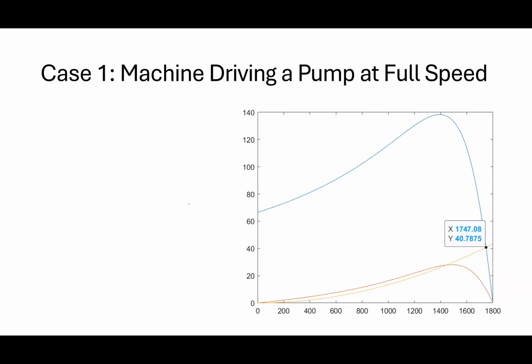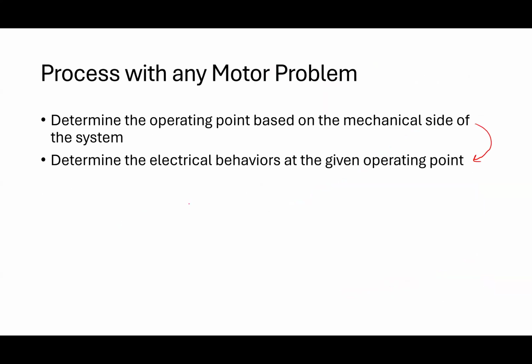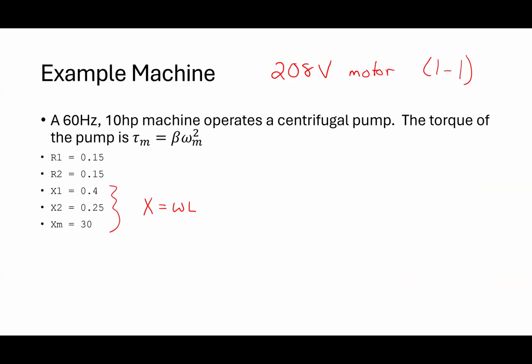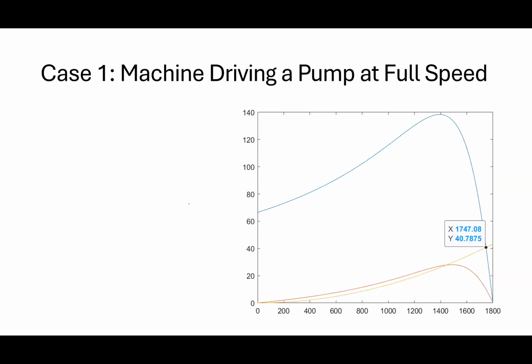All right, so let's look at the first case. In all of these problems, I have to determine the operating point first, based on the mechanical side of the system. So I'm going to start with this picture, and I want you to understand this picture for a second. What I did here is this is my torque electrical.